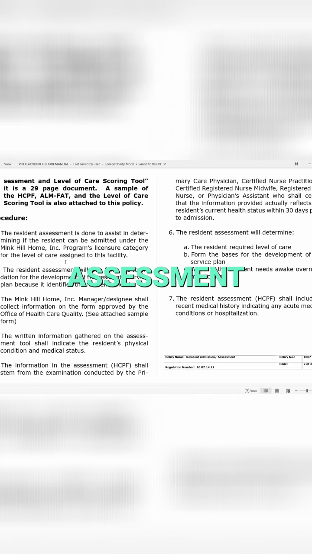The resident assessment will also form the foundation for the development of the resident service plan because it identifies the resident's needs, honestly. The Meek Hill manager shall collect information on the form approved by the Office of Healthcare Quality. That's OHCQ. So that's the Maryland Office of Healthcare Quality. So that form comes from Maryland. So you have to have that.